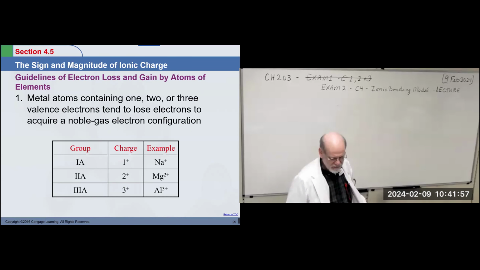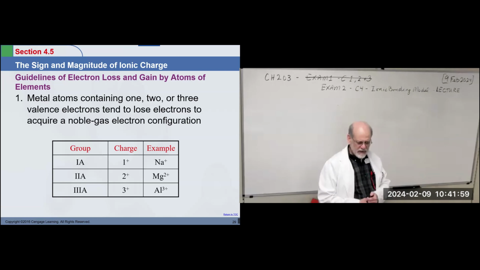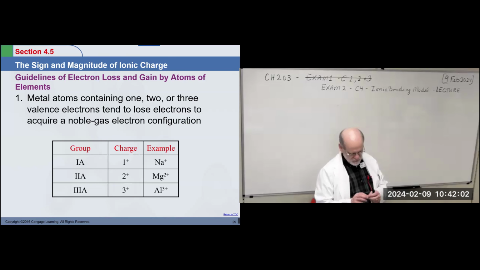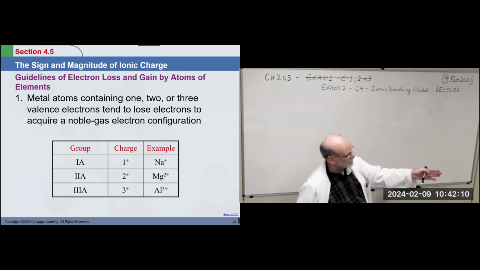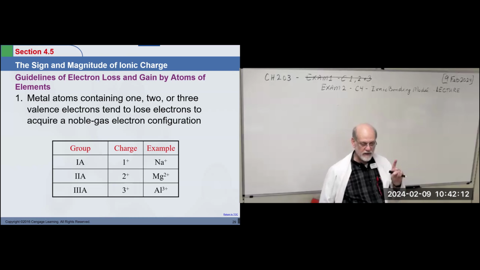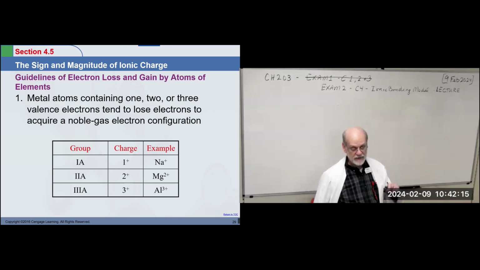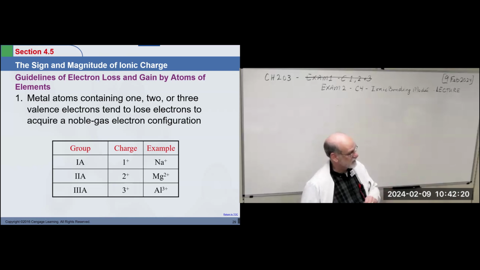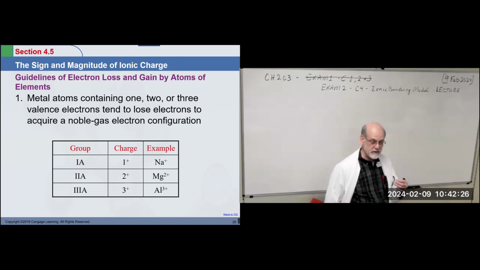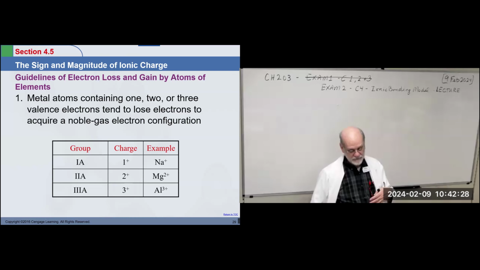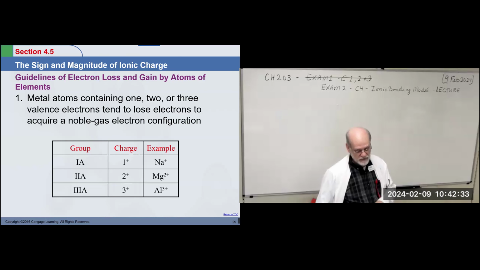All right, so now we're restating the obvious. If it's in group 1, Roman numeral 1A, it's always going to be a 1+ charge, because every element in that group has only one excess electron, and it's going to lose that electron to look like a noble gas. In the second column, it has 2 electrons in its valence shell, and it's still easier to lose 2 than it is to gain 6. So that's why the second group is always a 2+ charge.